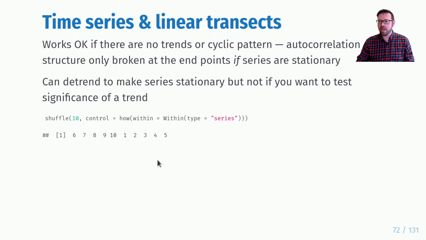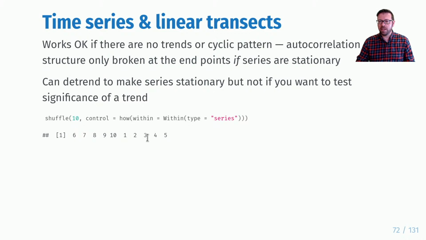So this works okay if there are no trends or cyclical pattern in your data. The autocorrelation structure only gets broken at those endpoints, if the data are stationary. If they're non-stationary, then this is going to cause problems. But of course, you could always detrend your time series to make them stationary, so remove the effects of time, year, for example, if these were yearly observations. But don't detrend your time series if you want to test for the significance of a trend, okay? But you can do that.